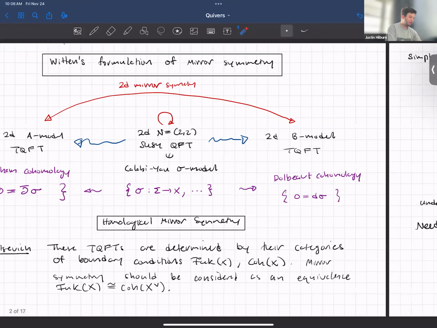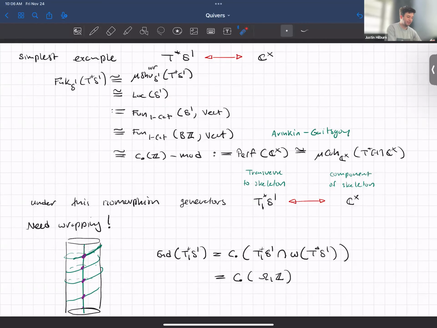And actually let me just say something about a very simple example of this, because it'll have some features that I want to use later. The simplest example is that you don't necessarily have to study Calabi-Yaus. You can study a more general symplectic manifold, something like T star S1. And the mirror to that will be a complex manifold, say C star.